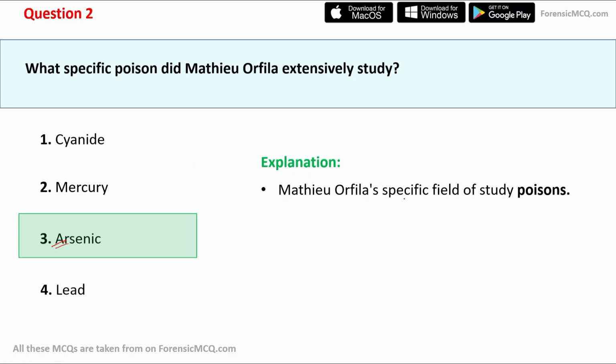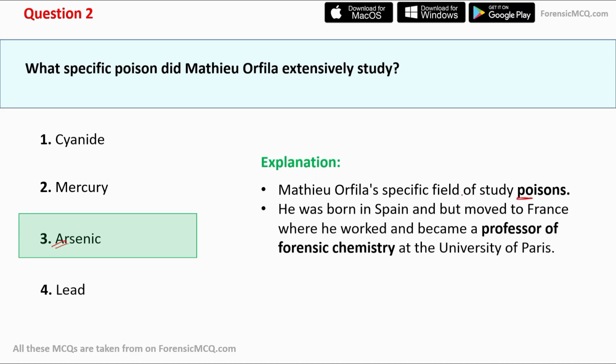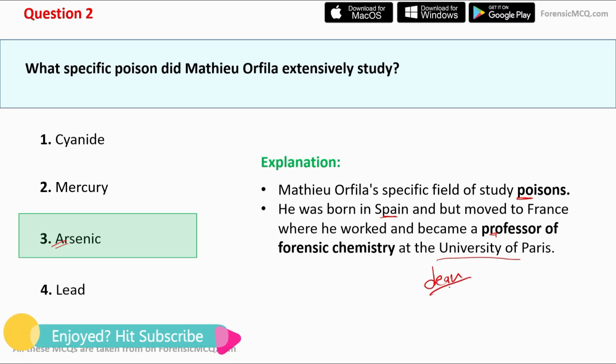Matthew Orfila's specified field of study is poison, and as you know, he is also known as the father of toxicology. Now let's talk about the background. Matthew Orfila was born in Spain, and he then moved to France, where he worked and became a professor of forensic chemistry at the University of Paris. Later in the years, he also became the dean of the University of Paris.